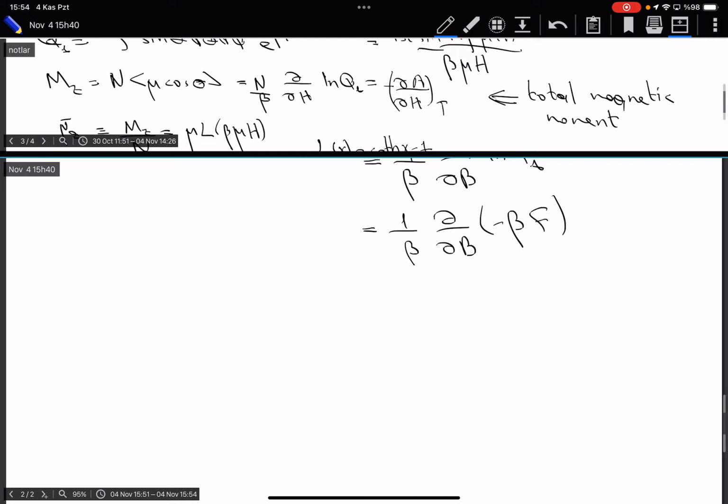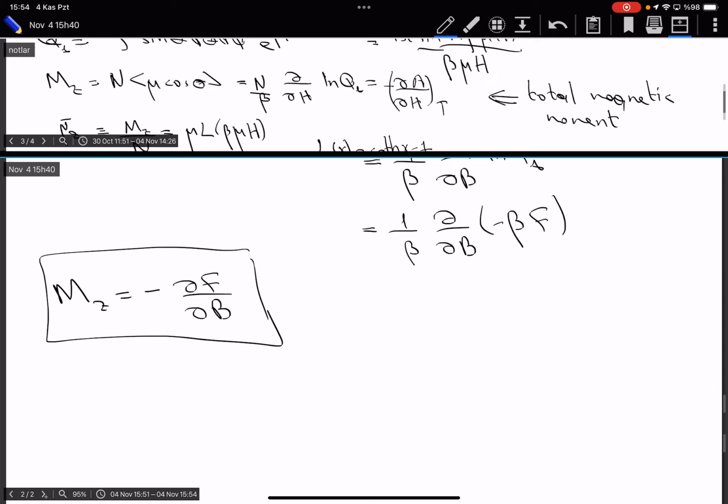So the total magnetic dipole moment, the z component, will be just minus the derivative of the free energy with respect to B. Well, this is also something we could have expected from the beginning. If you remember the first law of thermodynamics, this dU is T dS minus p dV, or the differential of the free energy.